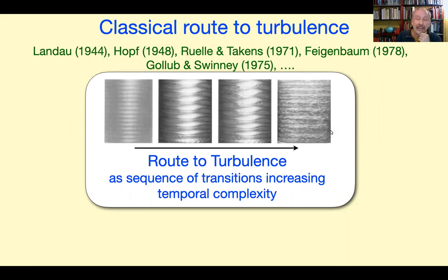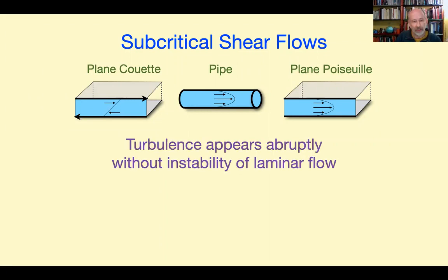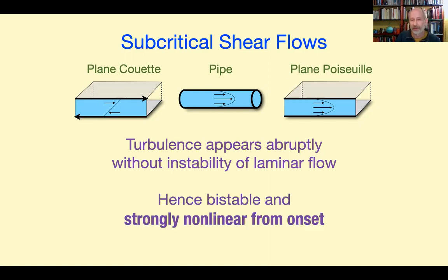Okay. Now the thing is, that's not the scenario that takes place in subcritical shear flows, and that is what I want to tell you about. So that's what's going to be the topic of the talk. Let me first say that what happens in these subcritical shear flows is that turbulence appears abruptly, without the appearance of a linear instability of laminar flow to begin with.